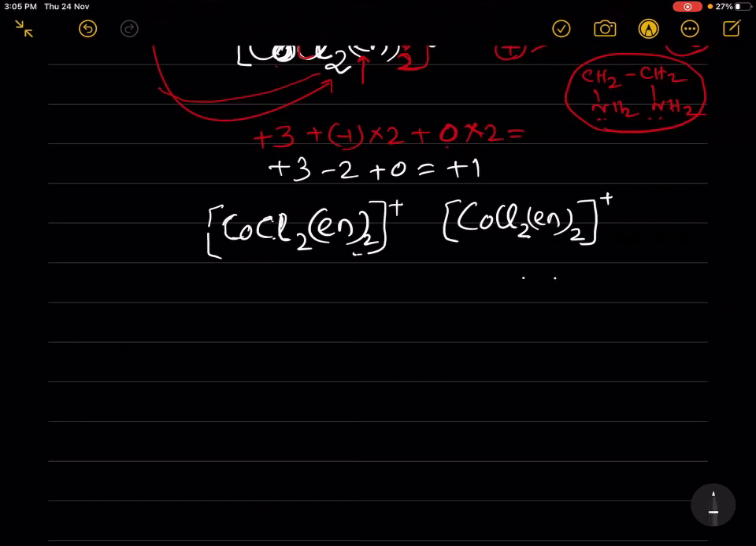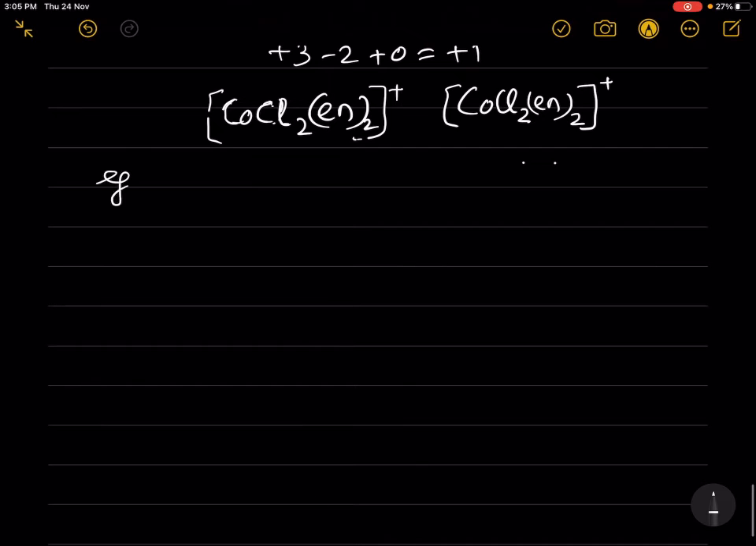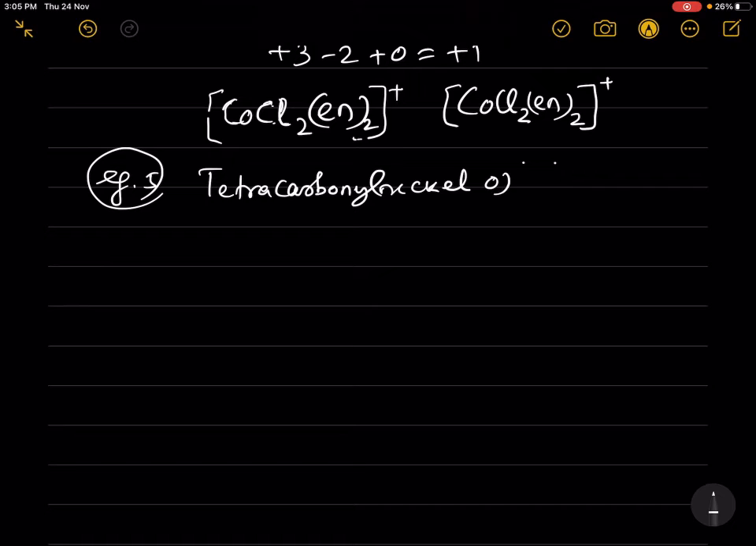This is example number 4. Let me write the formula of example number 5. Tetracarbonyl nickel 0. You see, this is tetracarbonyl nickel 0. As there is no ate, so it is not anionic. As there are 4 ligands, so tetra is written 4. Carbonyl means CO. CO here is carbon monoxide.